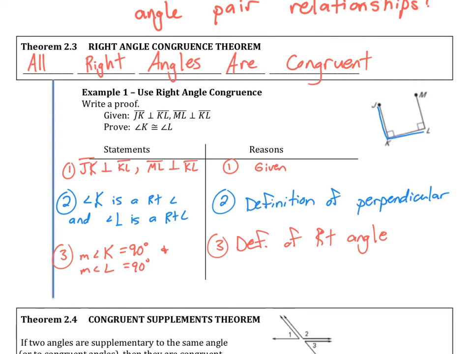So if measure angle K equals 90 and the measure angle L equals 90, we can say that angle K is congruent to angle L. And the reasoning would be, well, they both equal 90 degrees. So it could be technically substitution. Or we're going to say, well, both are 90 degrees is a good enough reason for me, because they both equal 90, so they must be congruent to each other. Okay, so we just proved that two right angles have to be congruent to each other.